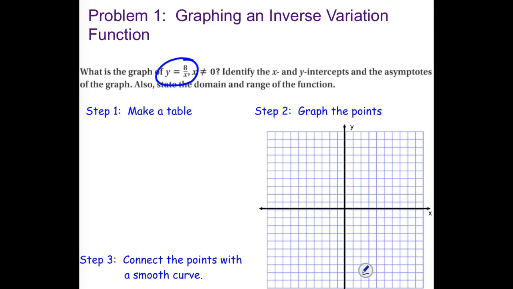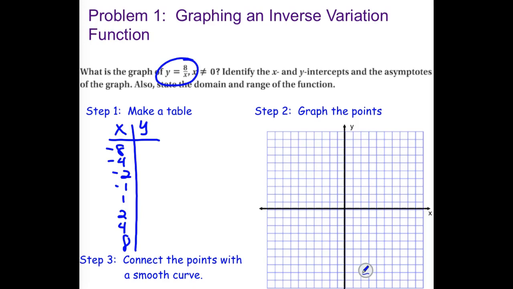So we're going to start out making a table. And again, for this first one, we're going to have a fairly extensive table, but we'll be able to shrink that down a little bit as we go today. I'm going to choose values for x that I can divide into 8 nicely. Okay, so I'm going to start out with -8, -4, -2, -1. And then I'll use the positive versions. Make sure when you're graphing these functions that you always do some positives and some negatives. Otherwise, you may not see both branches.